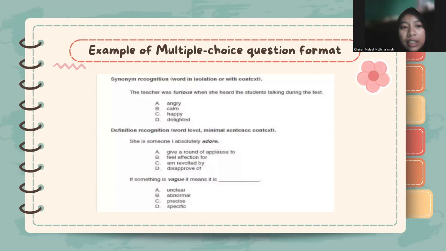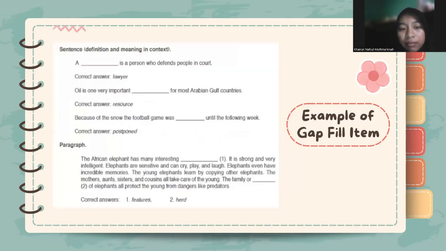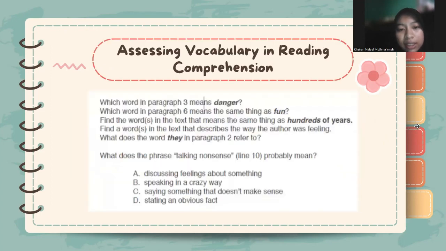Okay, so this is the example of multiple choice question format. Okay, this is the example of matching format. Okay, next. And this is the example of gap fill item. And next. And the last, there is no example of translation. Okay, and last, assessing vocabulary in reading comprehension.